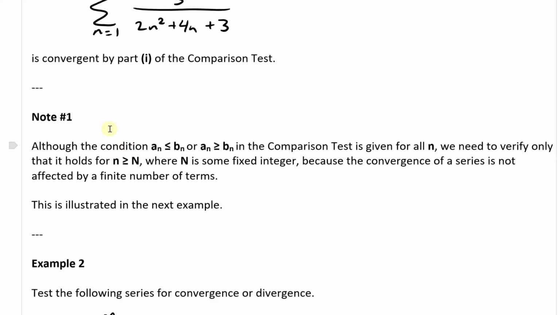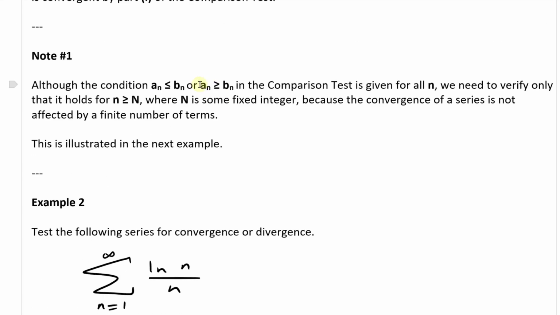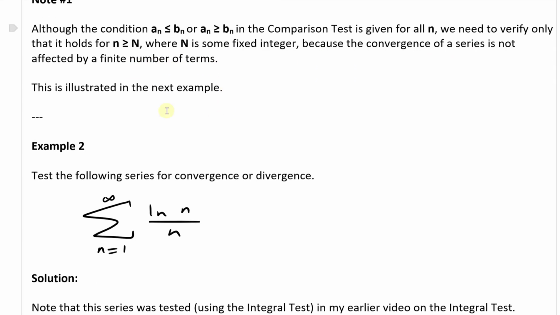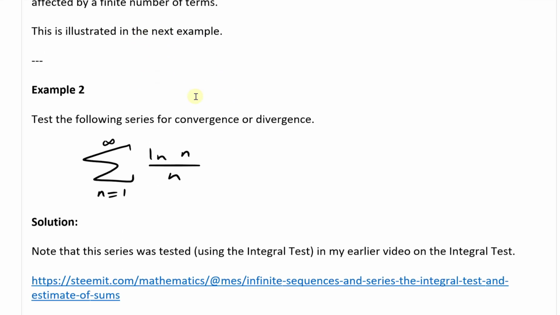I'll also write a note here. Note number 1: although the condition an less than or equal to bn, or an greater than or equal to bn, in the comparison test is given for all n, we need to verify only that it holds for n greater than or equal to N, where N is some fixed integer. It doesn't need to hold for all n, just for all n greater than some number, because the convergence of a series is not affected by a finite number of terms. This is illustrated in the next example.